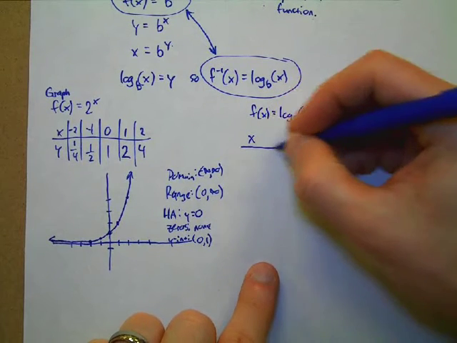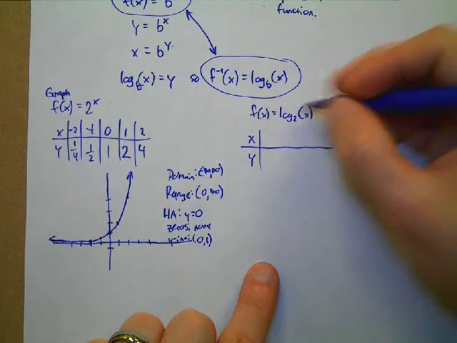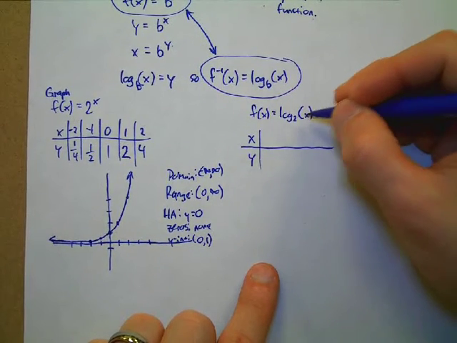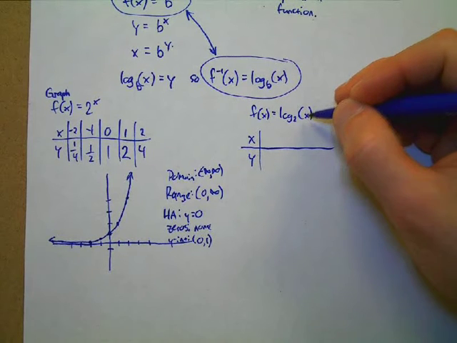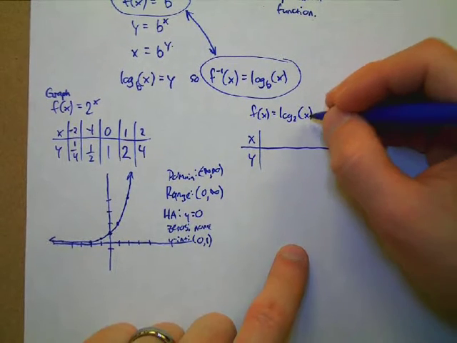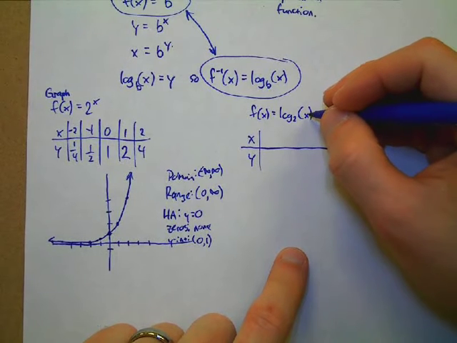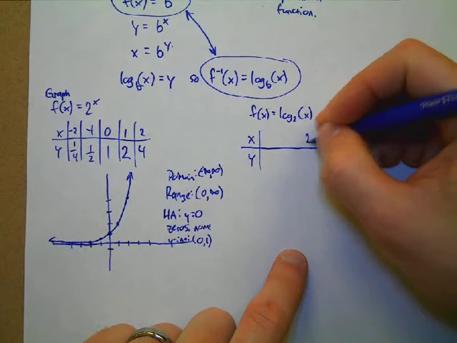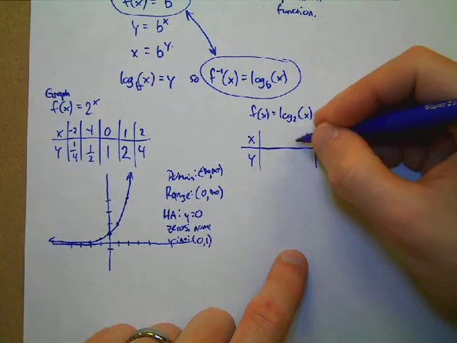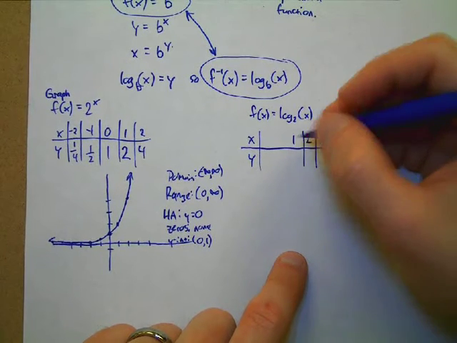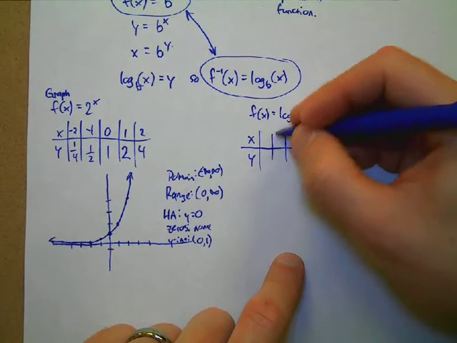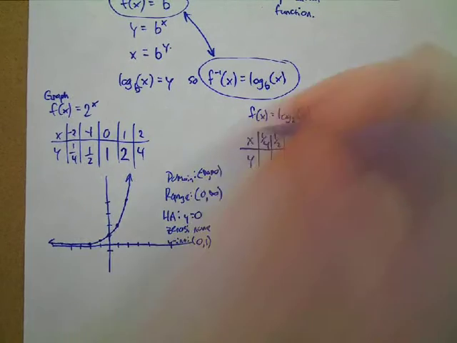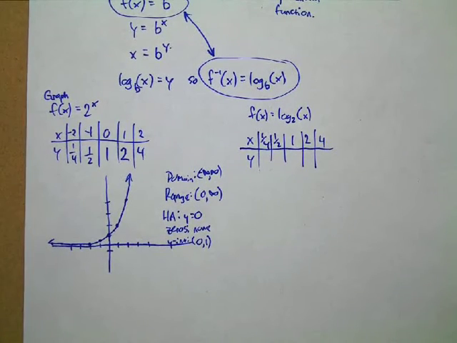Okay? Because remember, when you do log base 2 of x, you're trying to figure out what power of 2 gives us x, right? So in other words, the x values you pick, you want them to be powers of 2. So let's do like 2 and 4. 1 is also a power of 2, but so is 1/2 and 1/4. Those are also powers of 2.